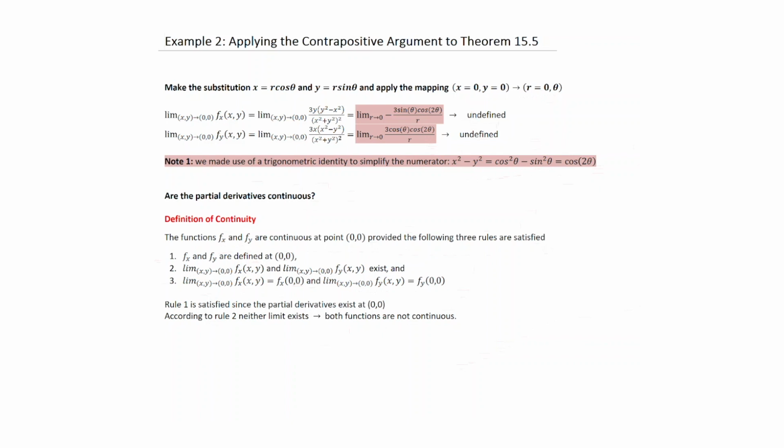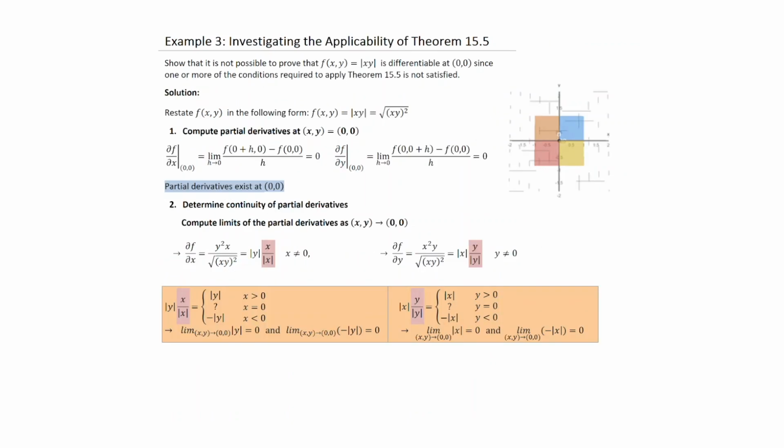Okay, so we basically have used the contrapositive argument, knowing full well that the function wasn't differentiable, and that at the outcome something would have to give, that something basically was not continuous. It turns out in this case, both functions are not continuous.